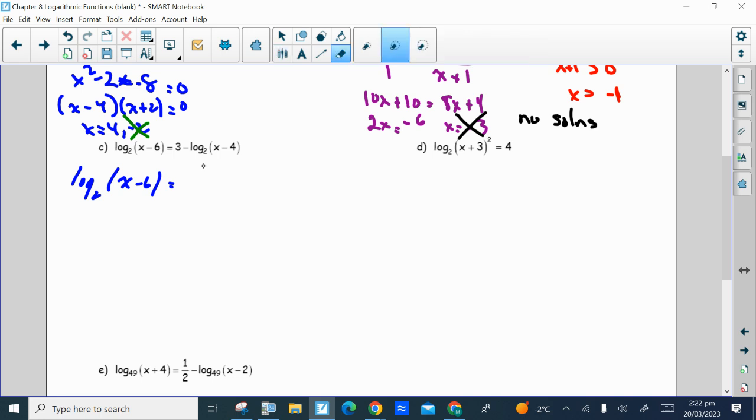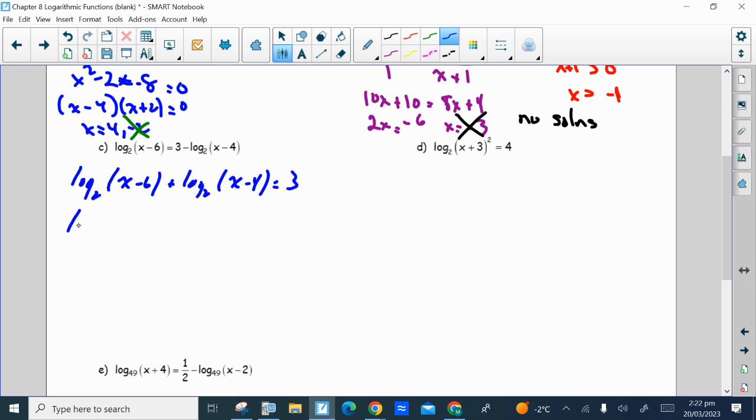So for the next one, I would start by, again, combining the logs. I would add the log base 2 of x minus 4 to both sides, and then use the product law to combine those. So this will give us log base 2 of x squared minus 10x plus 24.